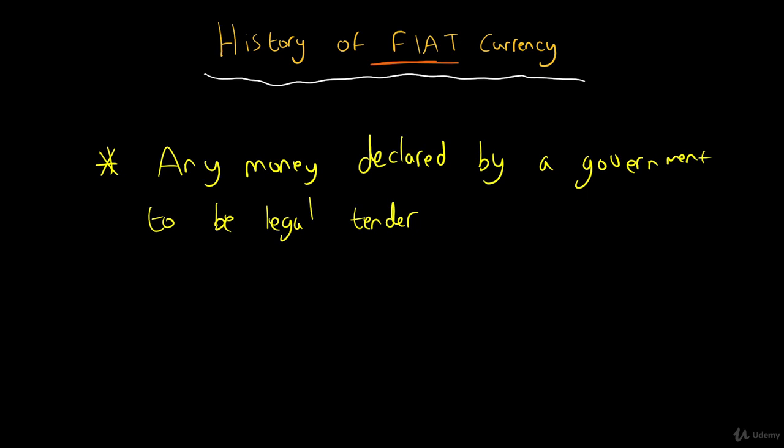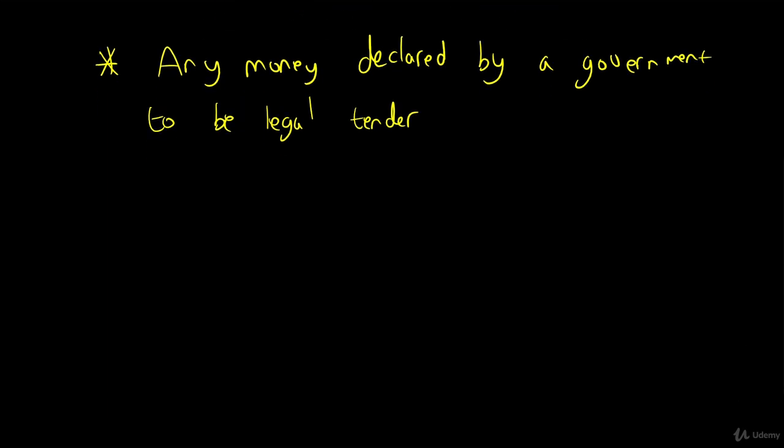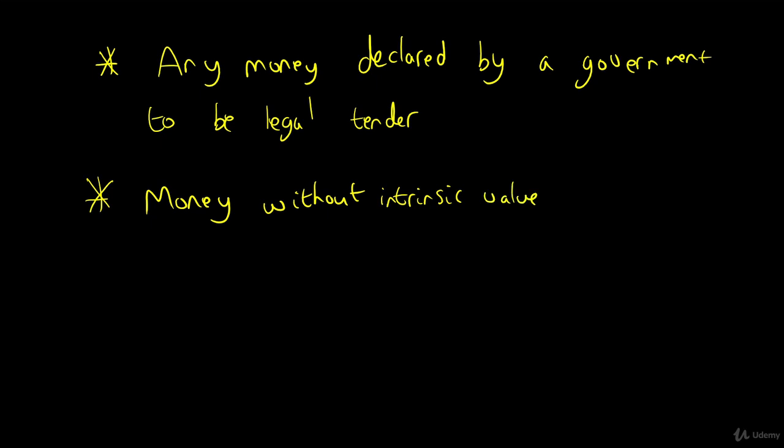So it's any money declared by a government to be legal tender, and it is money without intrinsic value. So this money that we have today, these notes, they don't have any actual true value apart from the value that we perceive from it. They don't essentially create innovation. They don't advance the economy. It doesn't help drive ideas, creativity, any of that stuff. So it is a money-based system with no intrinsic value.